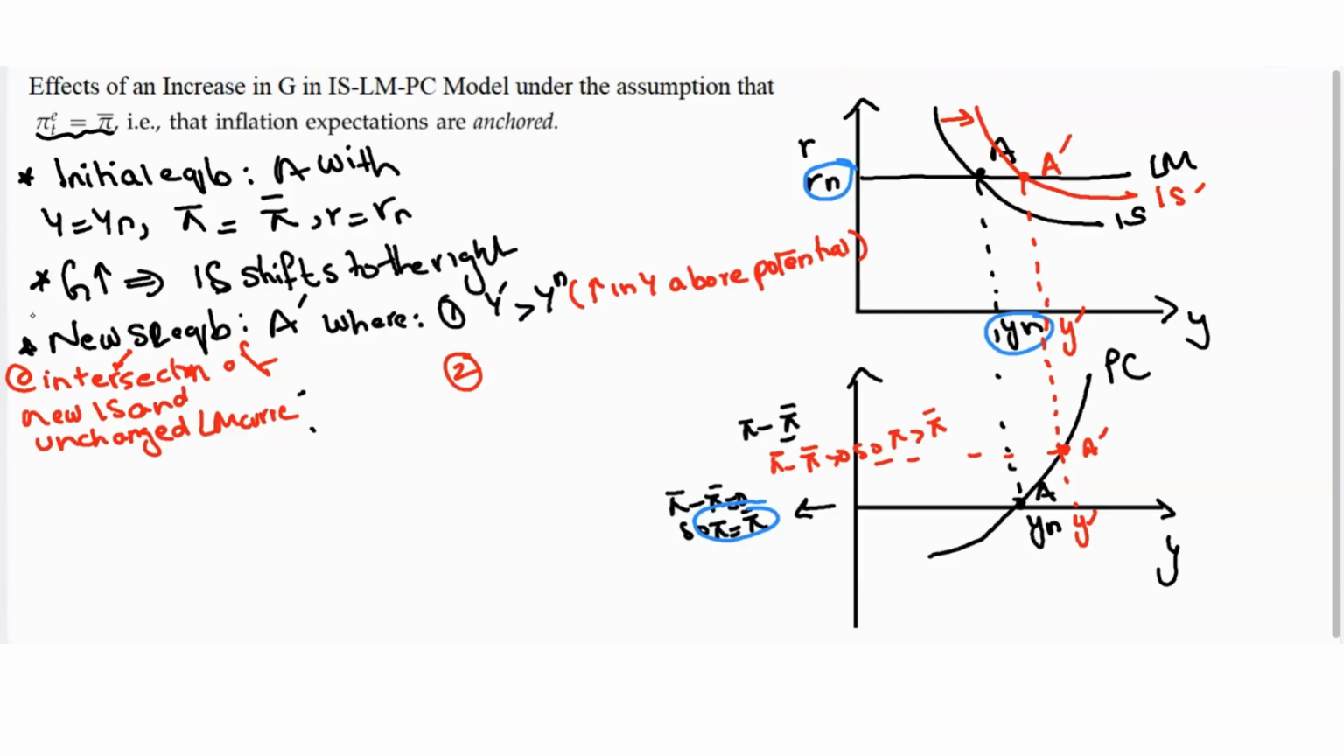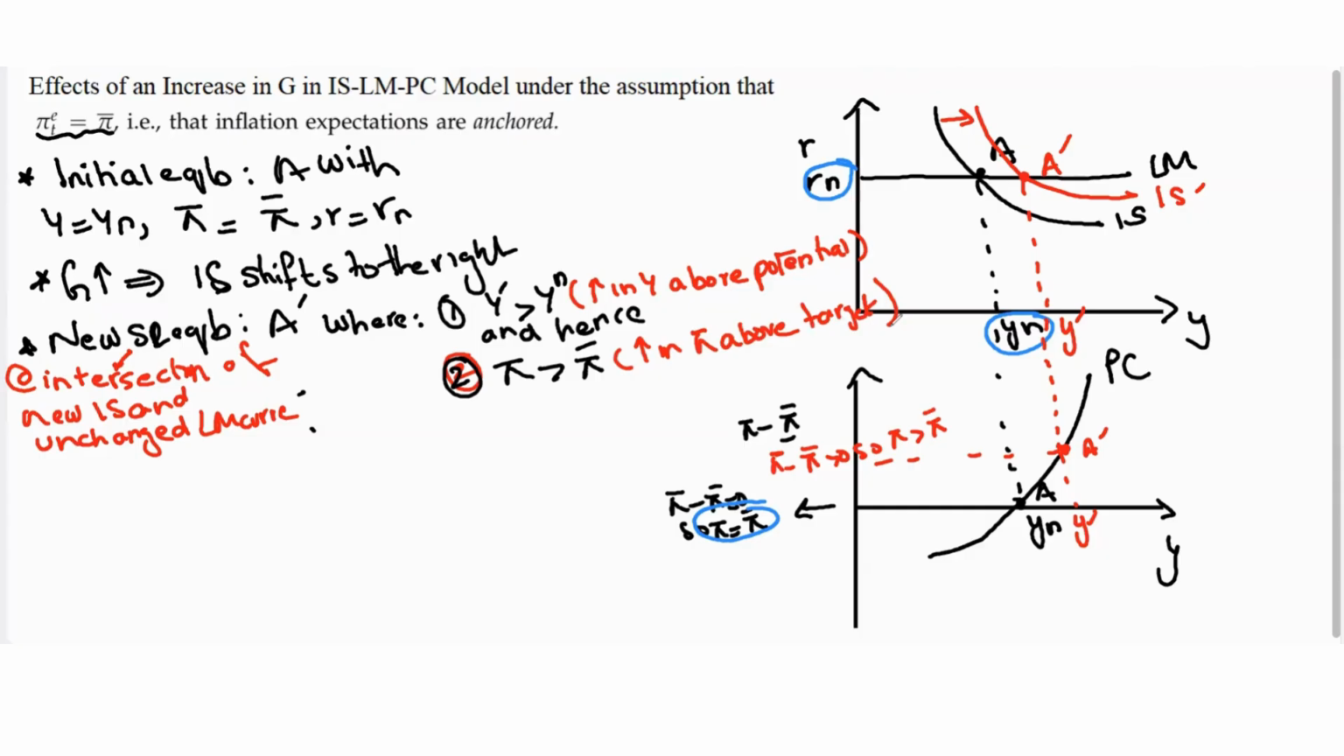The second thing we have over here is that because output is above potential, we have pi greater than pi bar. We know why that happens: when output increases above potential, unemployment is below potential, and that puts pressure on wages and prices through the entire bargaining process that we saw in the WS-PS model, and that causes inflation to rise. So we have an increase in pi above target.